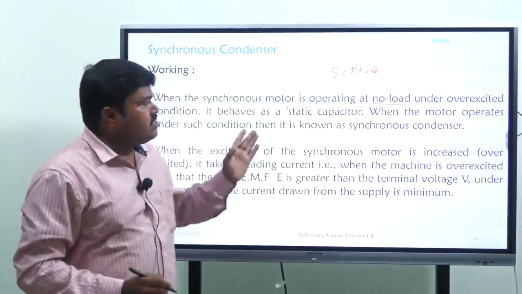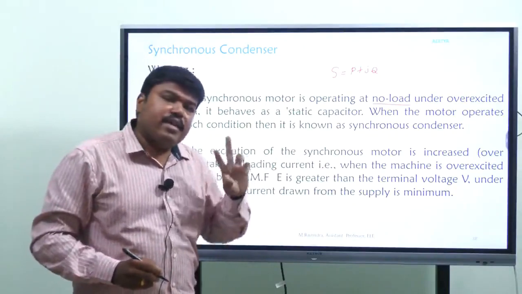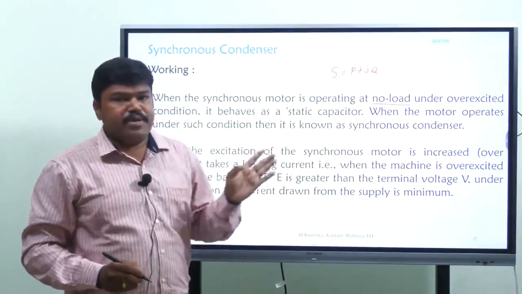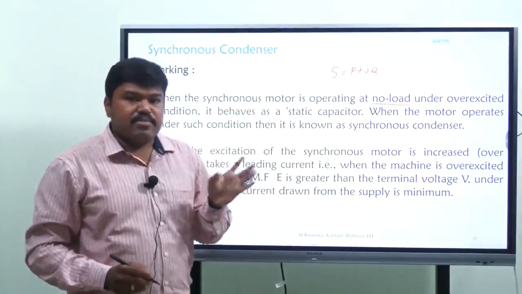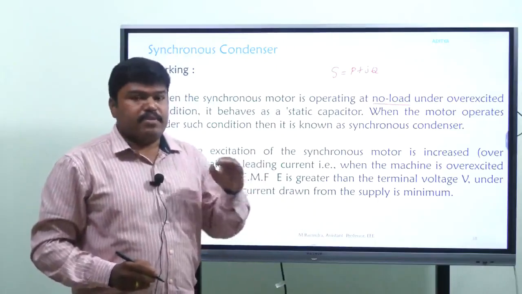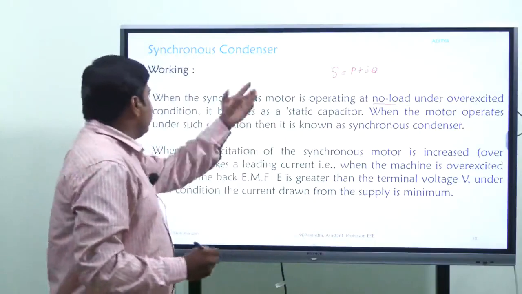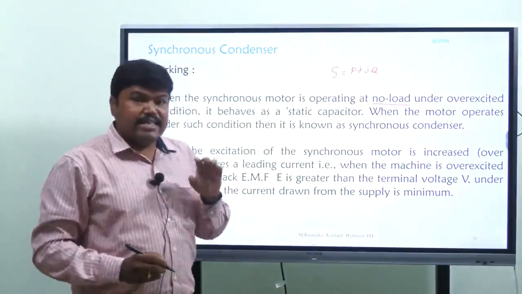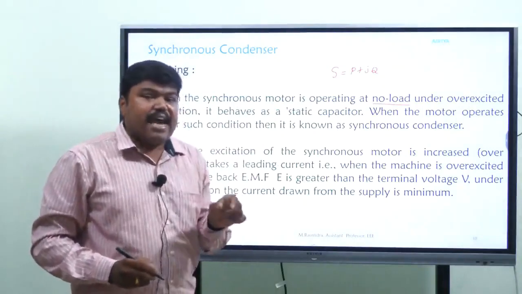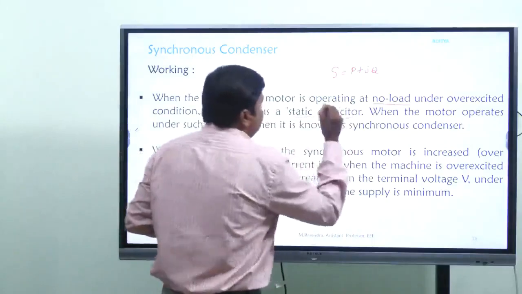When we consider it overexcited, the motor will be rotating above the speed of 1500 RPM. Suppose rated speed is 1500 RPM; overexcited means the speed is more than the rated speed. If it is in the overexcited condition, the synchronous motor acts as a static capacitor. It behaves as a static capacitor.